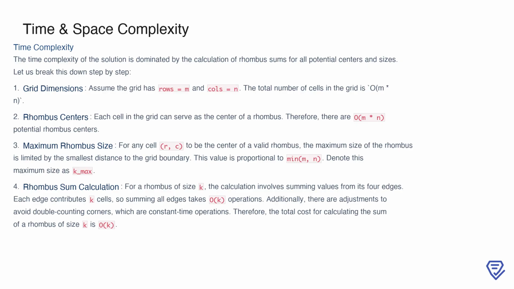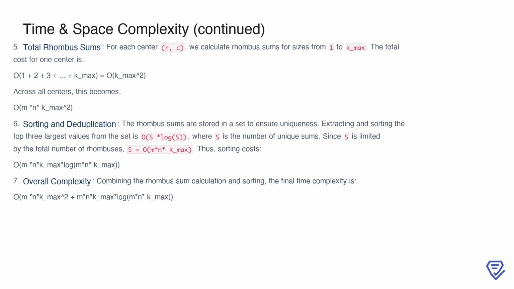This maximum size, denoted as k_max, is proportional to min(m, n). Finally, calculating the sum of a rhombus of size k involves summing the values along its 4 edges. Since each edge contributes k cells, the total operations for summing a rhombus of size k is O(k). Adjustments for double-counting corners are done in constant time, so the overall cost for a single rhombus of size k remains O(k). To calculate the rhombus sums for all valid sizes at each center, we consider rhombuses from size 1 to k_max. The total cost for one center can be expressed as the sum of the first k_max integers, which simplifies to O(k_max²). Since there are m*n centers, the total cost of calculating all rhombus sums becomes O(m*n*k_max²).